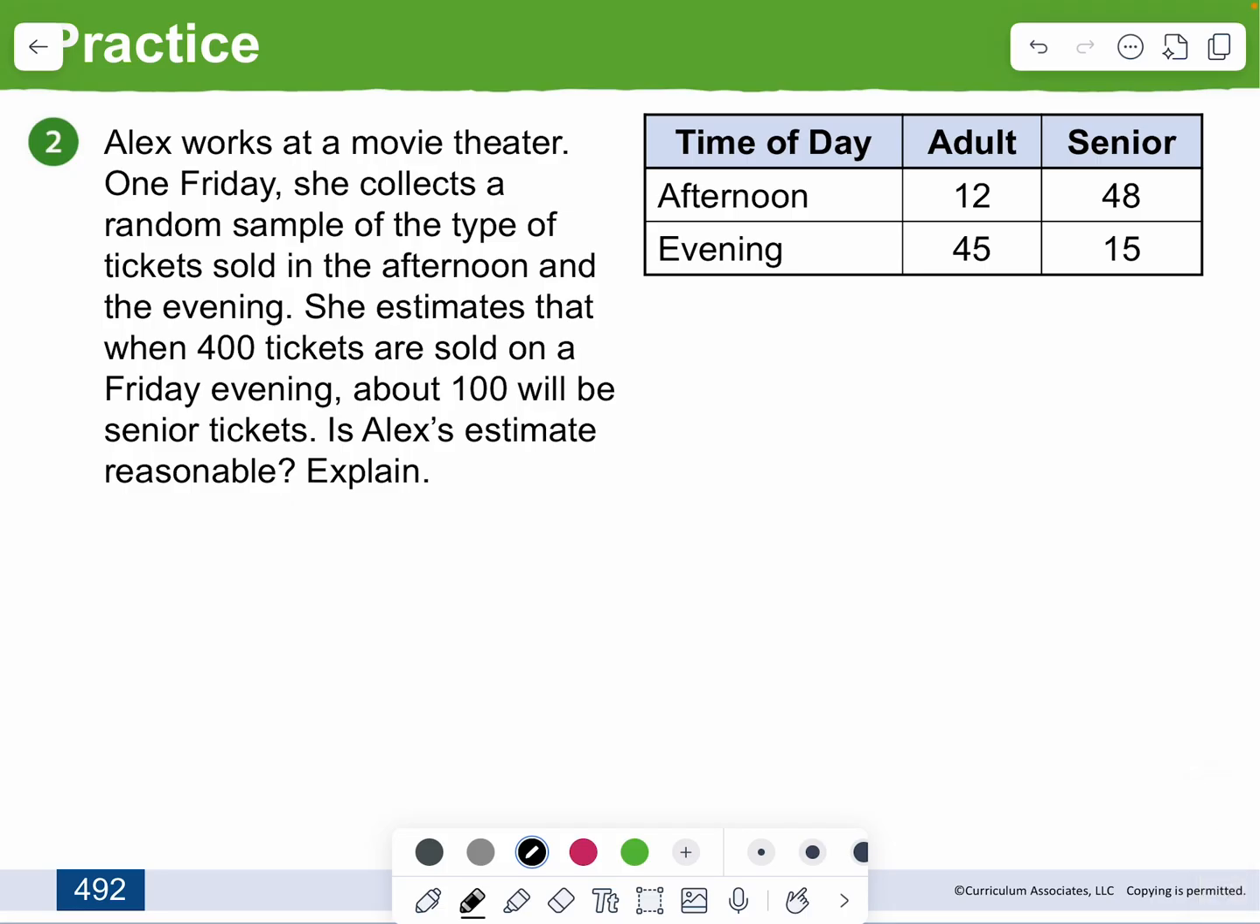Alex works at a movie theater. One Friday, she collects a random sample of the type of tickets sold in the afternoon and the evening. She estimates that when 400 tickets are sold on a Friday evening, about 100 will be senior tickets. Is Alex's estimate reasonable?